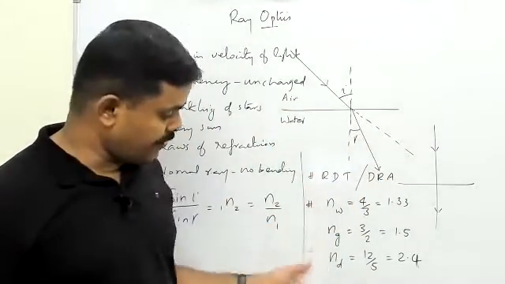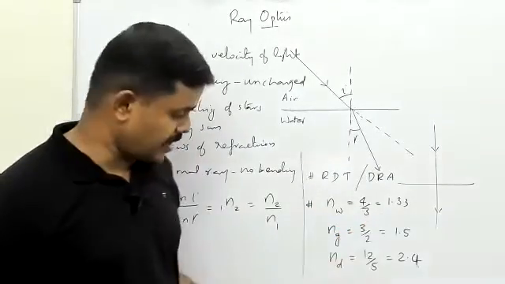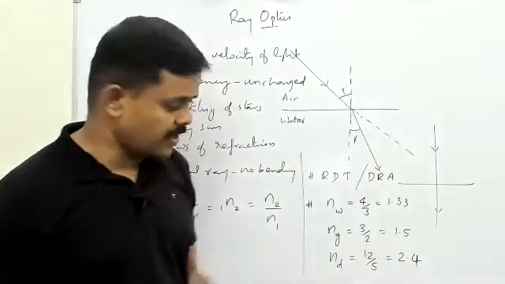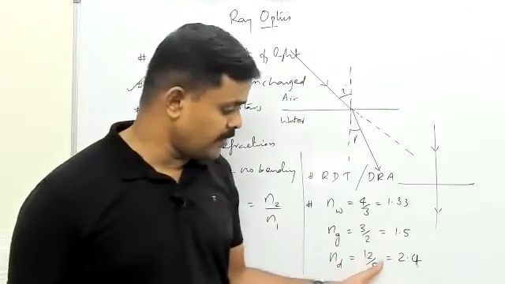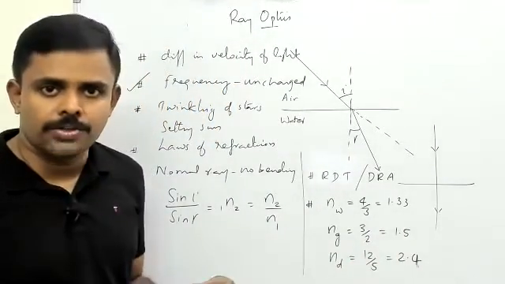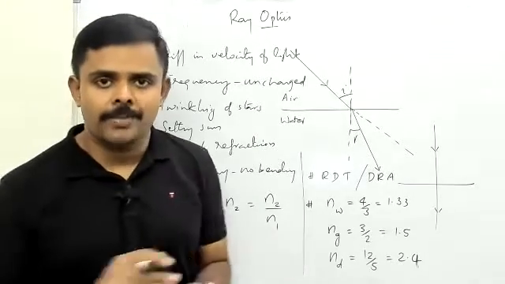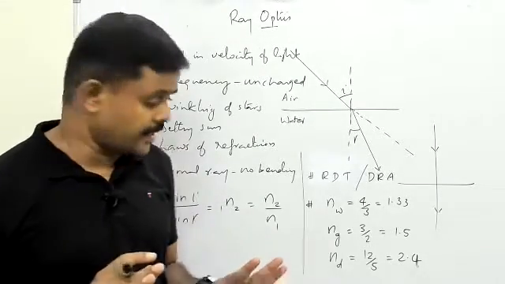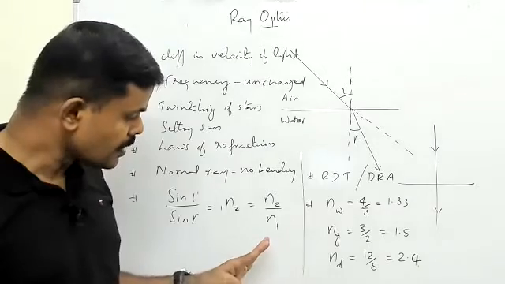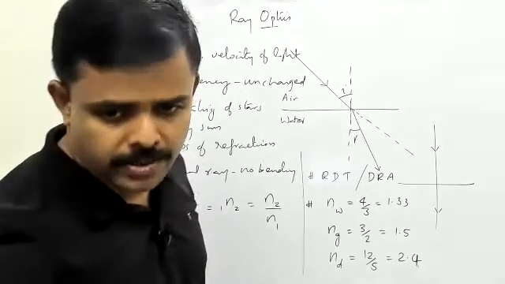Right. Then we have refractive indices of water, which is 4 by 3, 1.33. Then glass, 3 by 2, 1.5. Diamond, it is 12 by 5, that is 2.4. And remember, optical density has got nothing to do with the normal density. Optical density and normal density are in no way related at all. And this is the basic idea of refraction. Did you understand all these things?